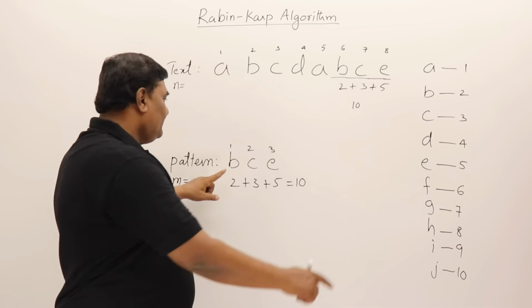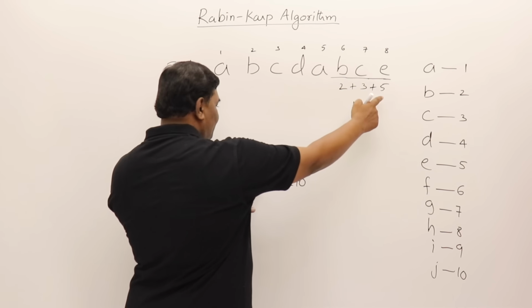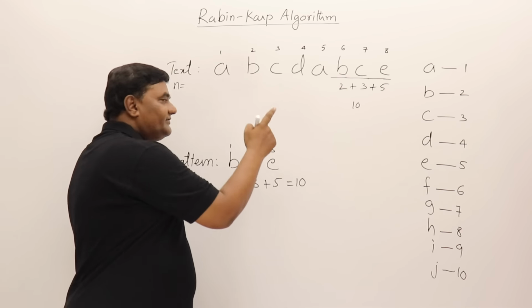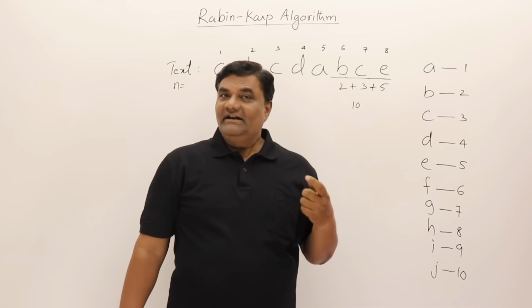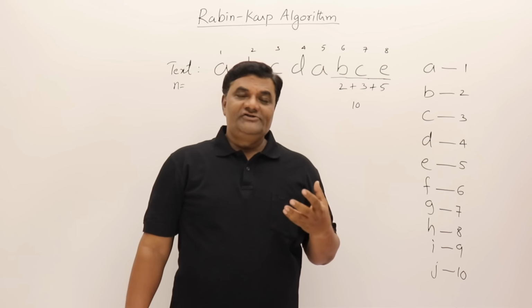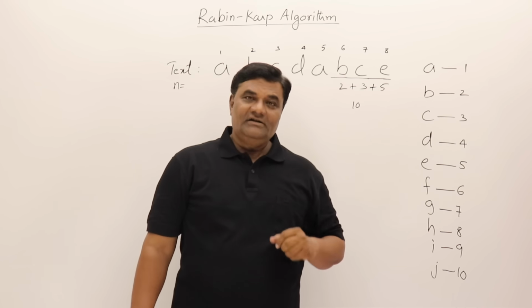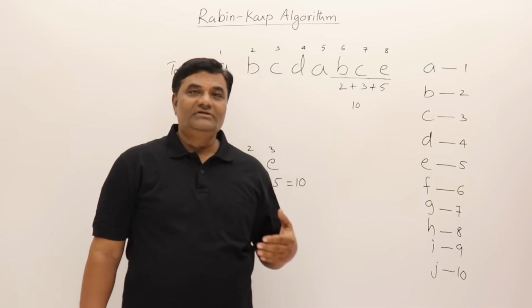So, verify it. B, they are matching. C, they are matching, and E, they are matching. So, yes, there is a pattern available in the string. So, this is the basic idea I have given you. Now, I will show you the drawback of this method. Then afterwards, I will show you the actual algorithm.